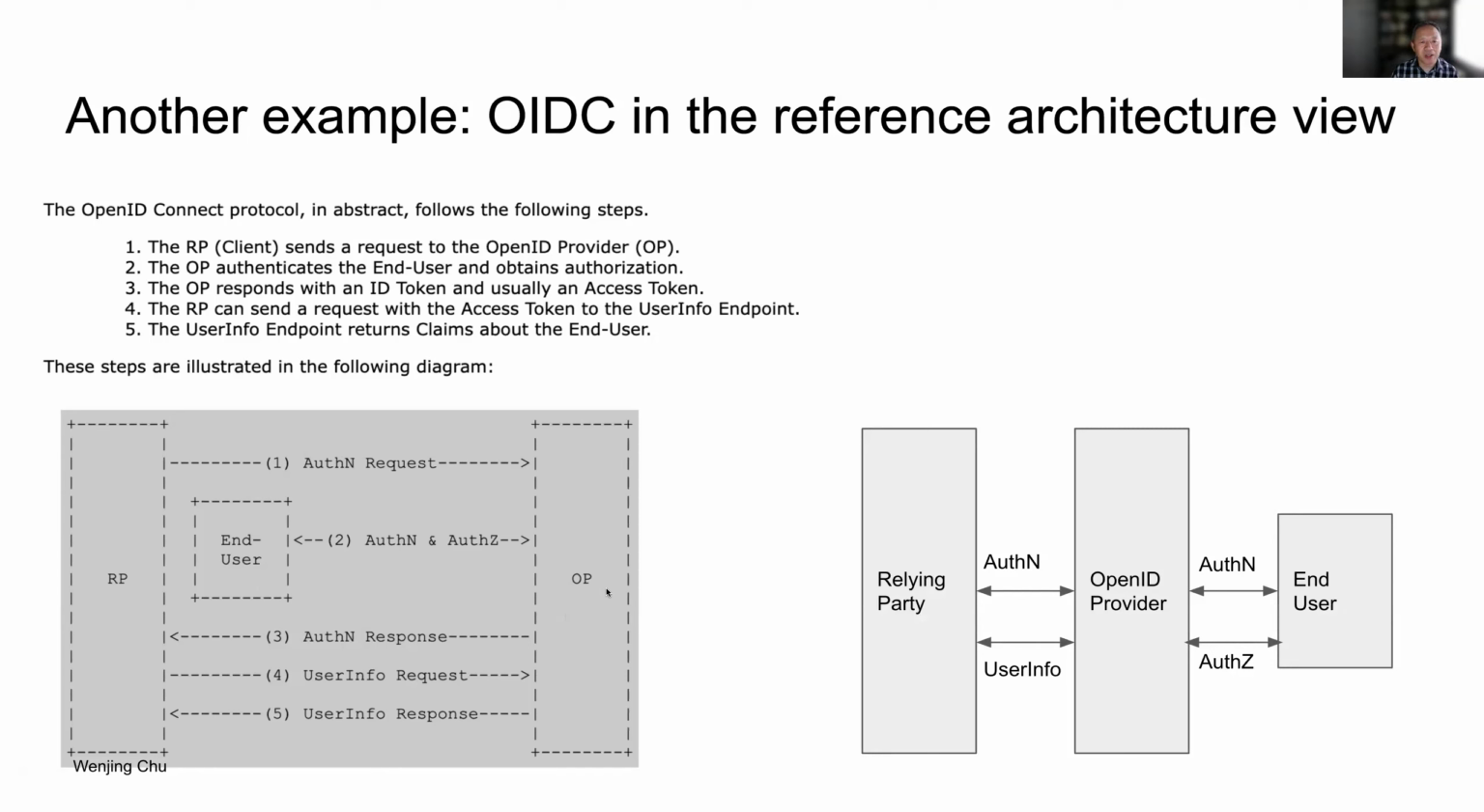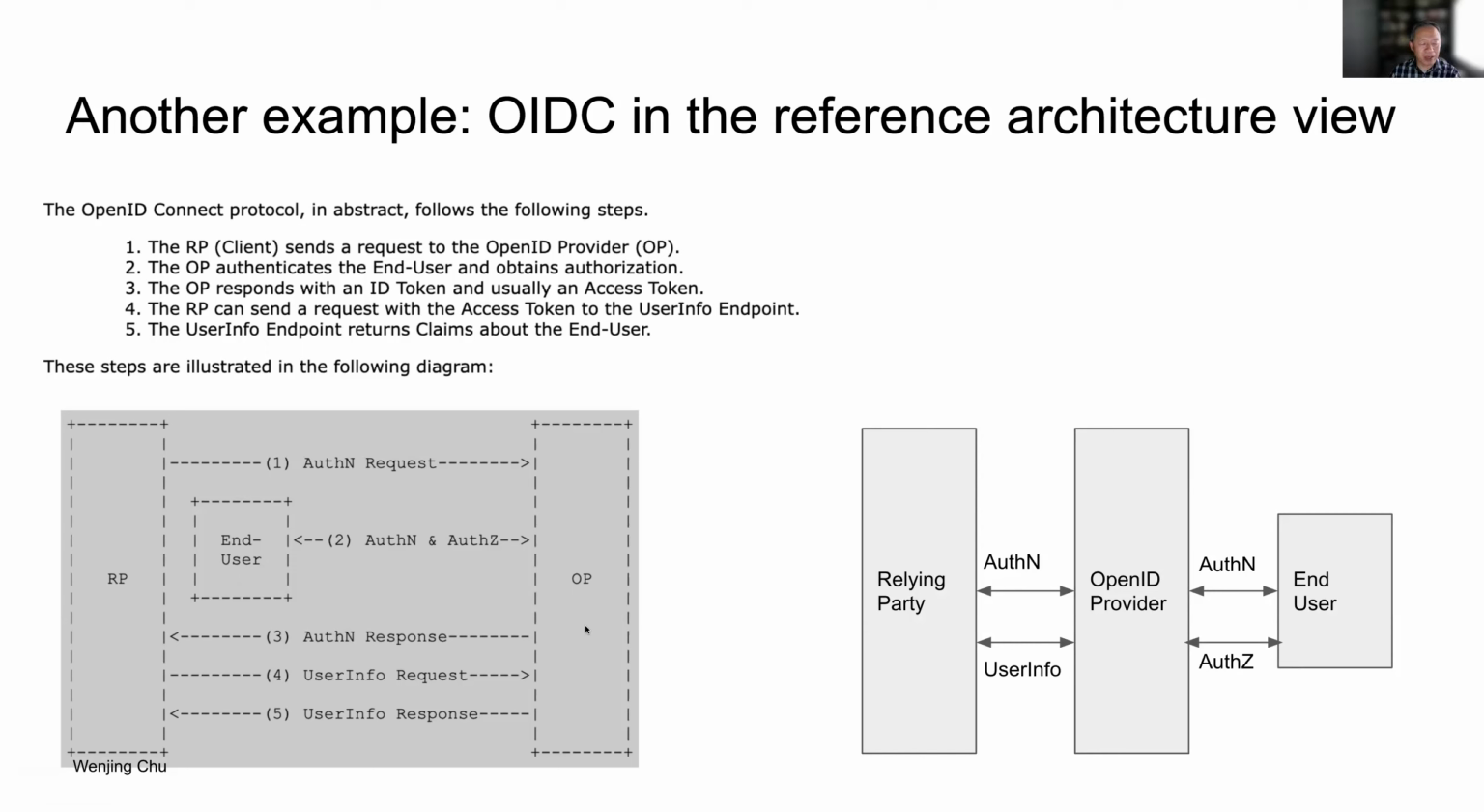The ID provider. The relying party will be, for example, your web service, and the end user would be the web browser or the person who's using a web browser to access a web service. So for example, a merchant that you want to buy something from. And the OpenID provider is an entity who provides the authentication and the login in the end, right, for the user.